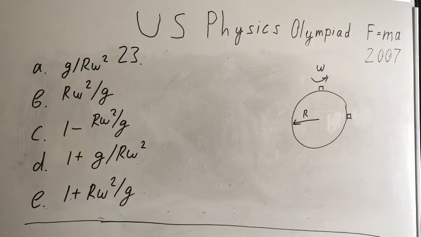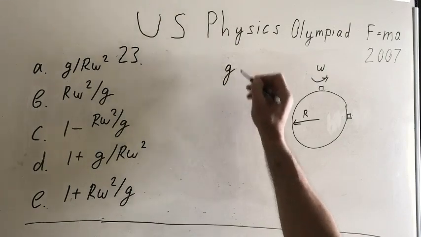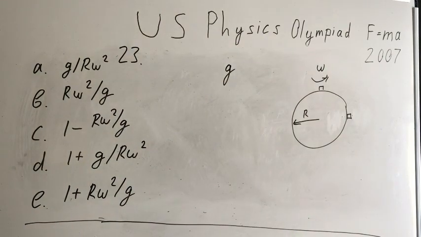Problem number 23. If a planet of radius r spins with the angular velocity omega about an axis through the North Pole, what is the ratio of the normal force experienced by a person at the equator to that experienced by a person at the North Pole? Assume a constant gravitational field g and that both people are stationary relative to the planet and are at sea level. And assume they have, of course, the same mass.